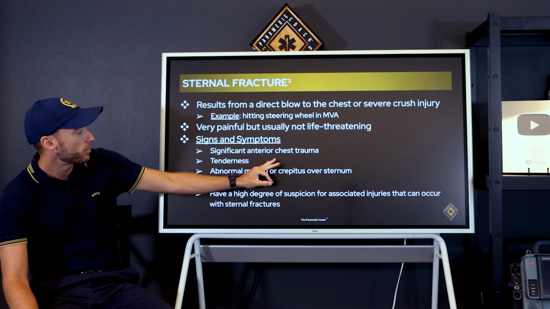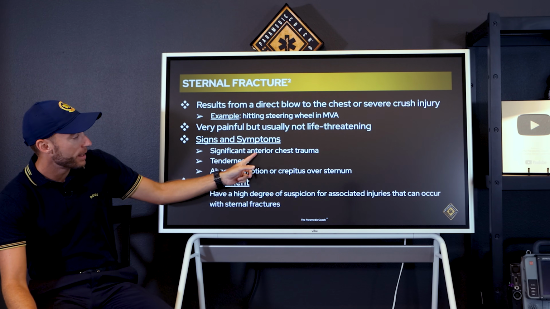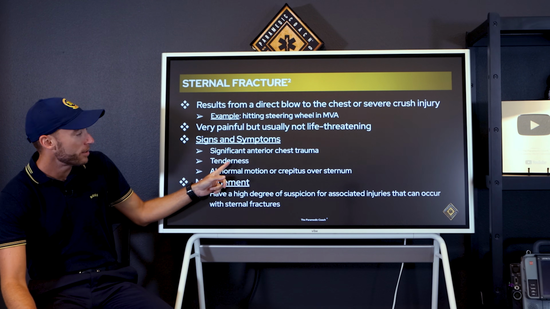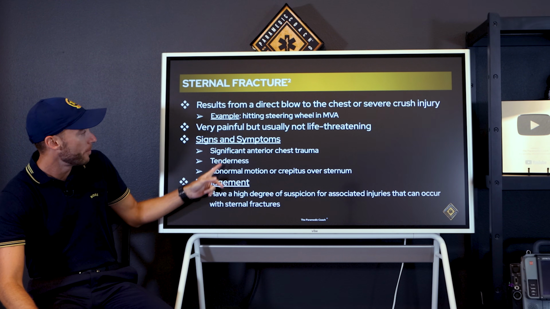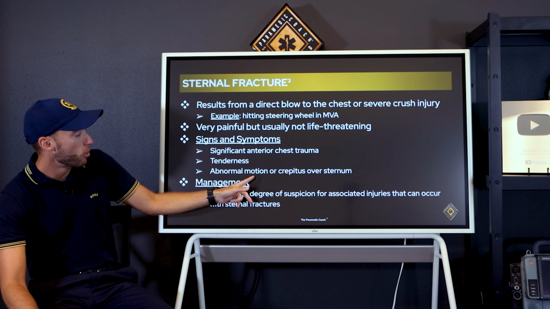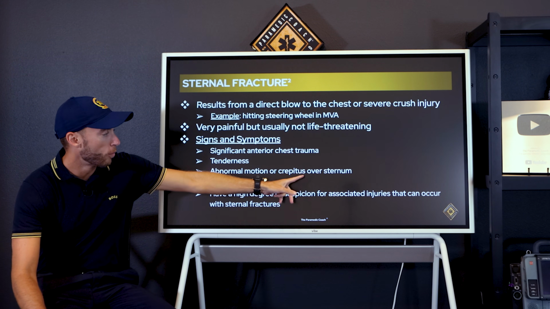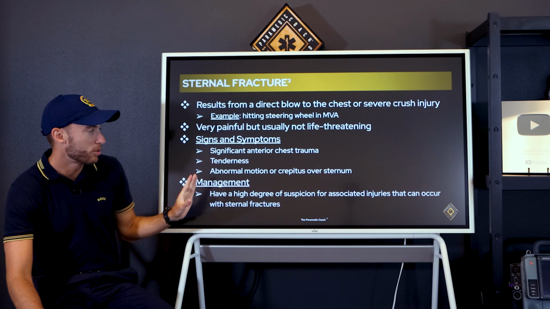So, signs and symptoms. Significant anterior chest trauma, tenderness, severe pain, very painful. Abnormal motion or crepitus over the sternum. This is what we look for.